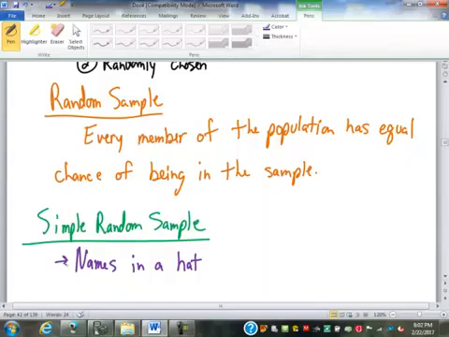Again, there's a problem of defining who is actually in that population. But you put everybody in the population in a hat, whether it's their name or an identification number assigned to them, mix them all up, and then draw out however many you're going to have in your sample. Now, it's very important that before you start, you determine the sample size before you select.